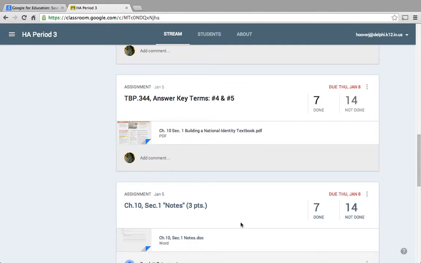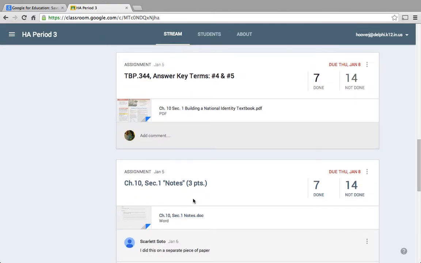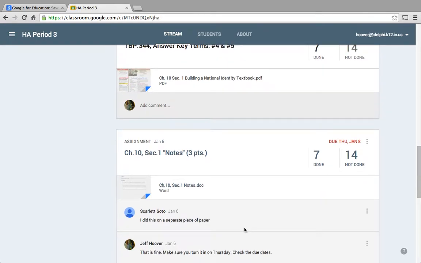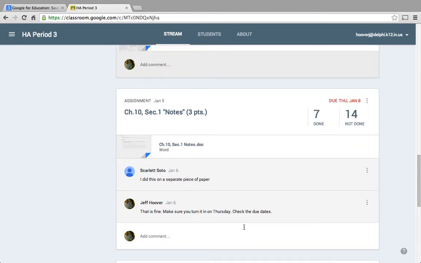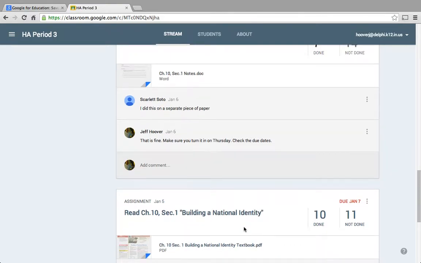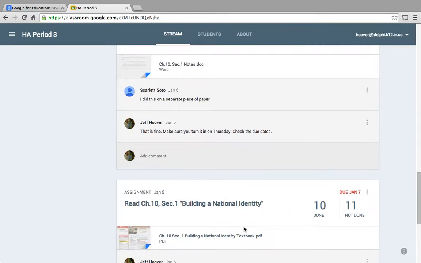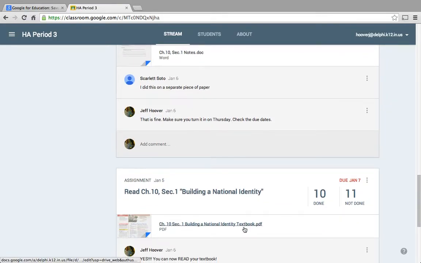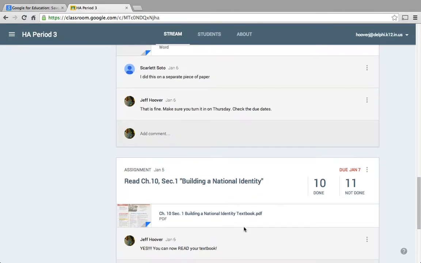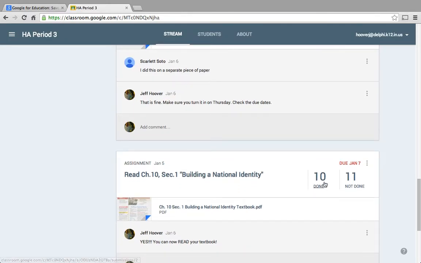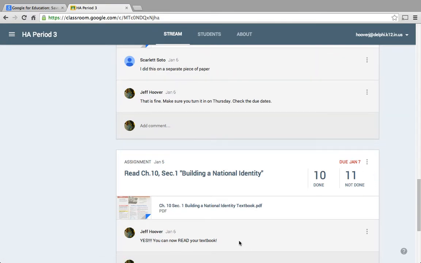All right. Chapter 10, Section 1 notes and 3 points. Here are the notes. I'm going to put that down as a Word doc. And we have 7 done and 14 not done. So we have some more comments about that. And some more reading. This is what they were supposed to do the other day, and a lot of them actually did this and got it done. So 10 are done and 11 are not. And I just go ahead and mark them off of my little list that I have.